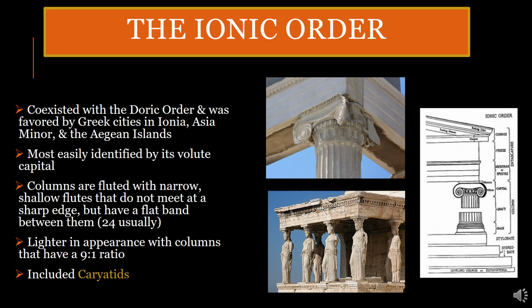The cushion placed on top of the column is similarly shaped to that of the Doric order, but is decorated with a stylized ornament and surmounted by a horizontal band that scrolls under to either side. Ionic order columns are fluted with narrow, shallow flutes that do not meet at a sharp edge, but have a flat band between them. The usual number of flutes is 24, but there can be as many as 44.